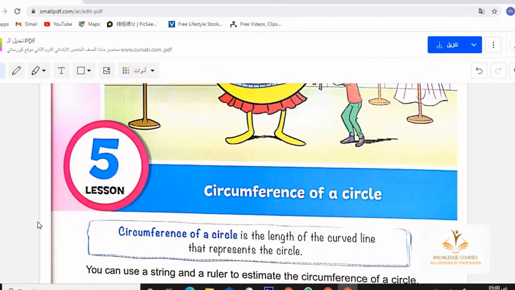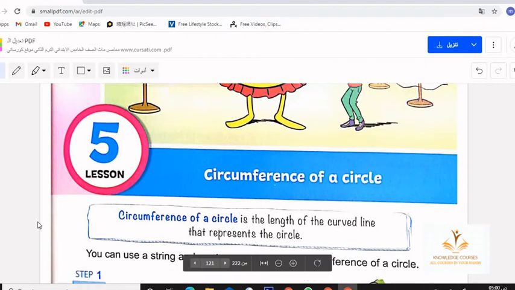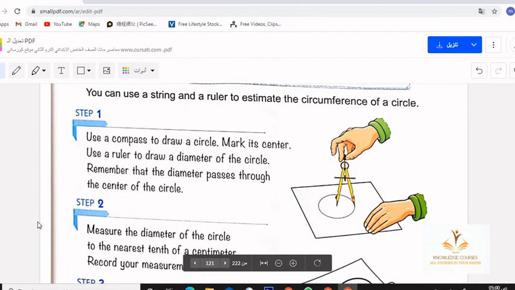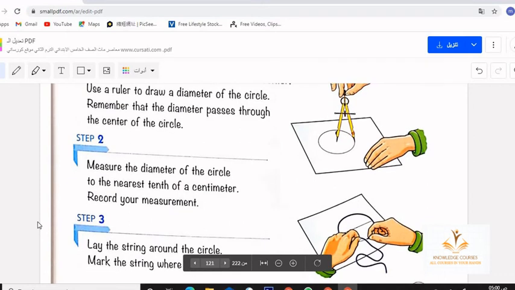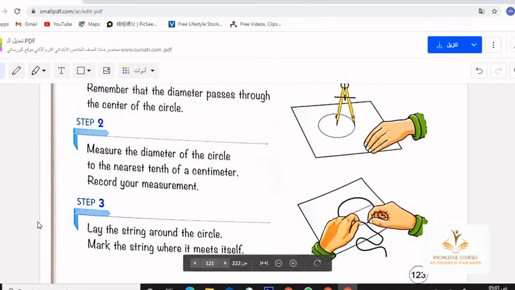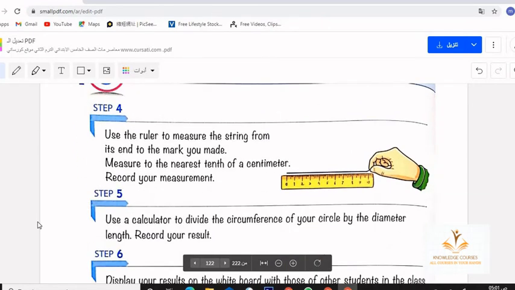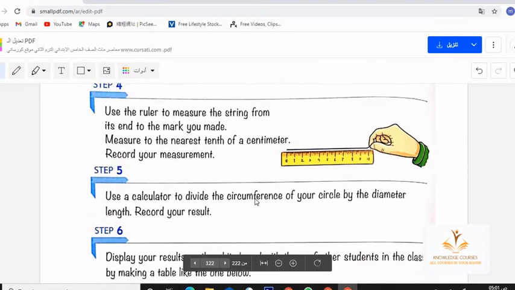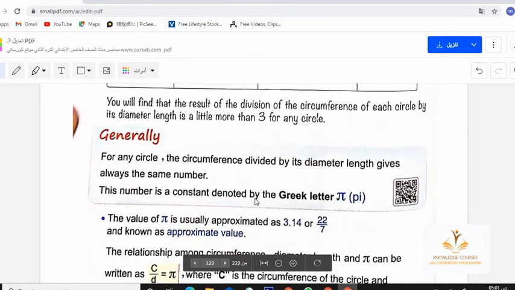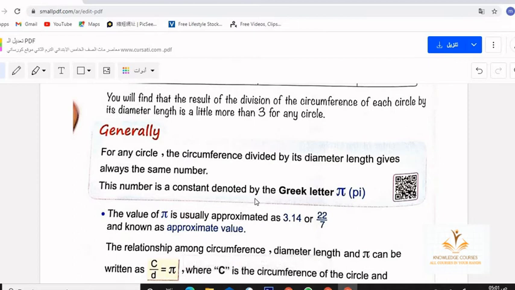هنشوف ان شاء الله circumference of the circle. طول الخط الراسم للسيركل. طول الخط اللي احنا بنرسم بيه السيركل. يعني لو انا جبت خيط حطيته حوالين السيركل وبعدين فردته حطيته on the ruler وابتدي ان انا اقيسه، هو ده circumference. ماشي، بالعربي بيبقى اسمه محيط للدايرة.